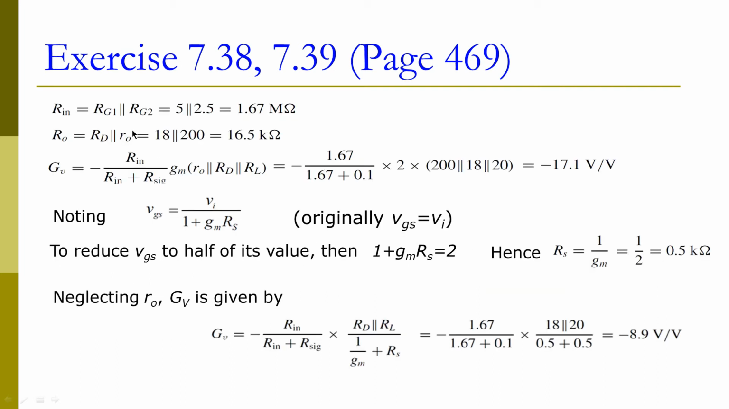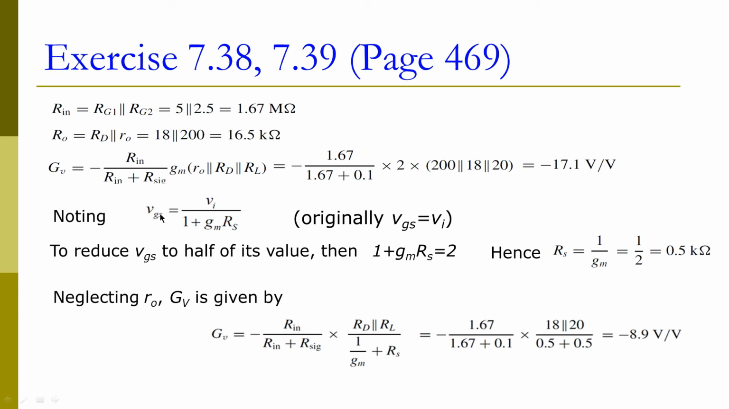Now, it's pretty straightforward for the non-degeneration common source amplifier to calculate the input resistance. We just plug in the values of RG1 and RG2, and end up with 1.6 megaohm. The output resistance can be calculated by this Rd in parallel with small ro. It ends up with 16.5 kilohm. So the overall small signal voltage gain can be calculated based on the equation we derived. We plug in those numbers, and we get its value about negative 7.1.